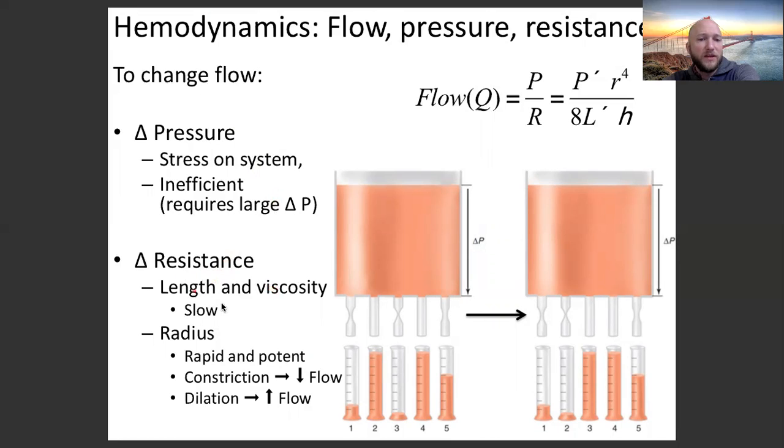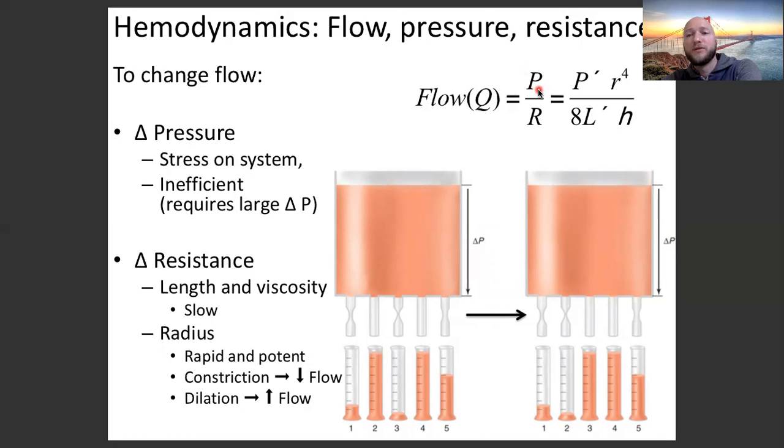Resistance, length, and viscosity. If we want to control flow, we can control pressure, which we do to some point. We have our heart producing pressure. We have the elasticity in our arteries maintaining pressure. But there's a limit to using pressure differences to dictate flow. Your heart has to physically produce that pressure.